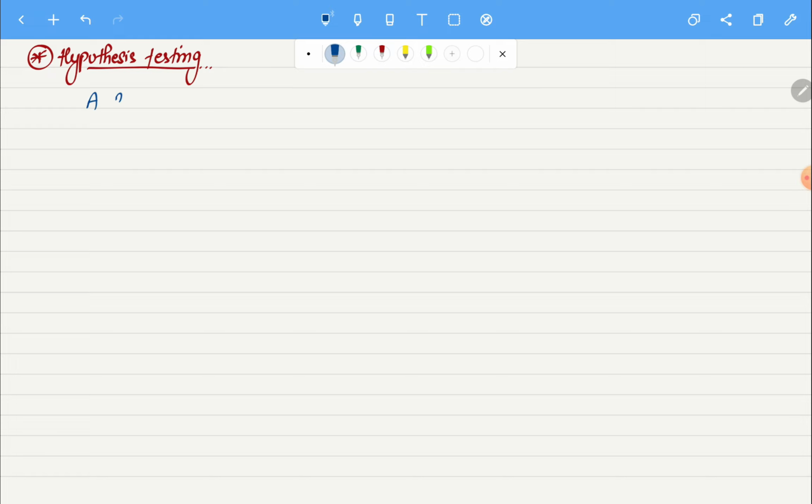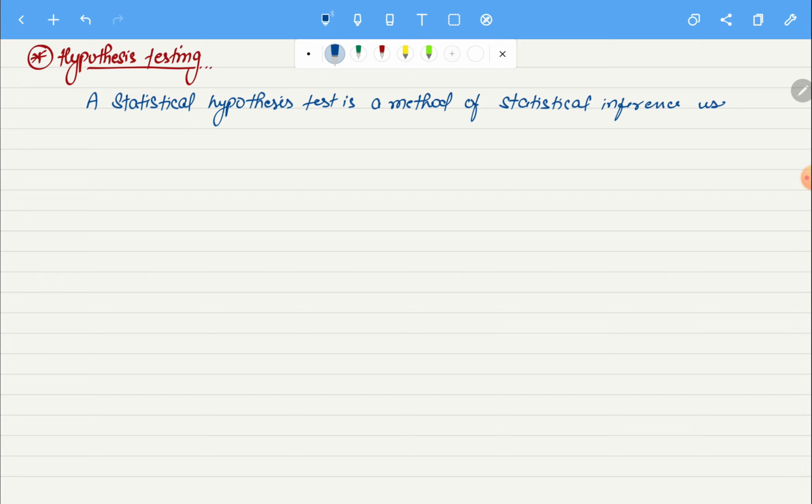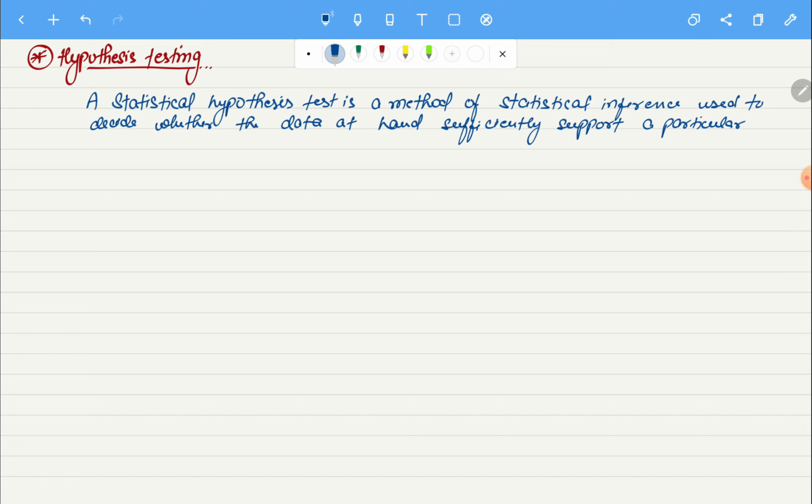Now let's start off with the definition of statistical hypothesis test. So a statistical hypothesis test is a method of statistical inference used to decide whether the data at hand sufficiently support a particular hypothesis or assumption. In simple terms, we try to find whether the assumptions that we have made about the data are true or false. So that's what the hypothesis test is.